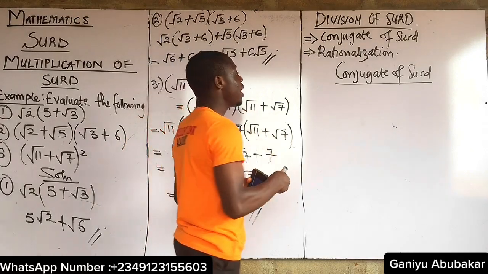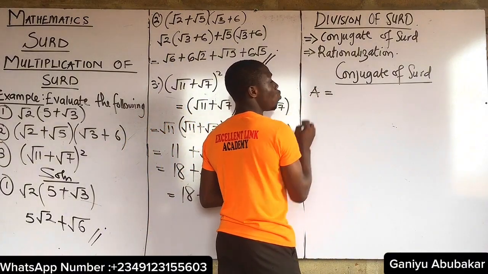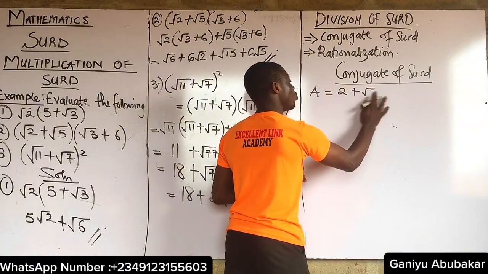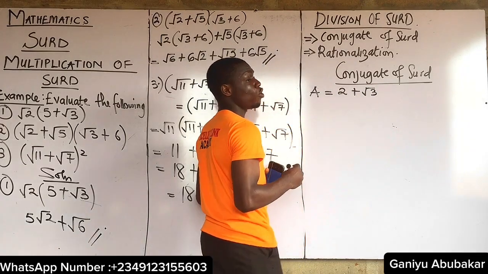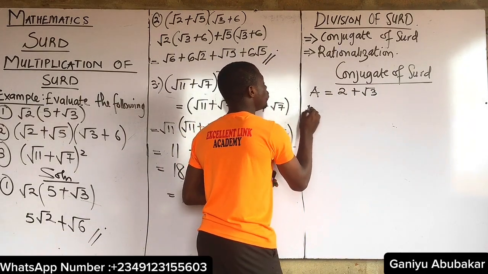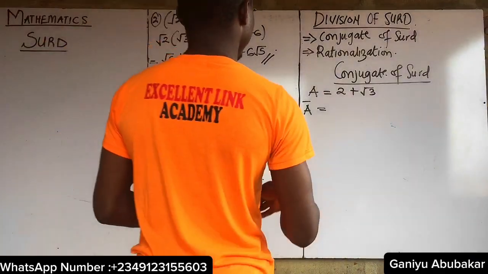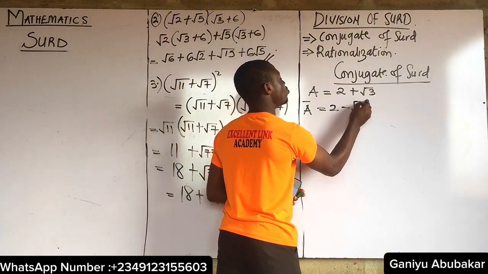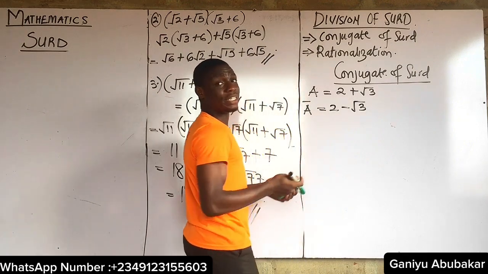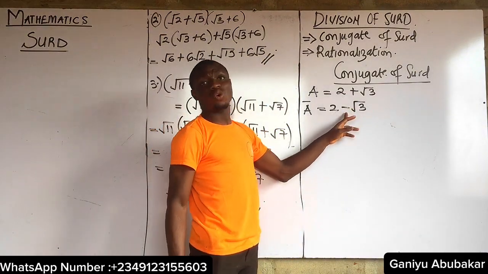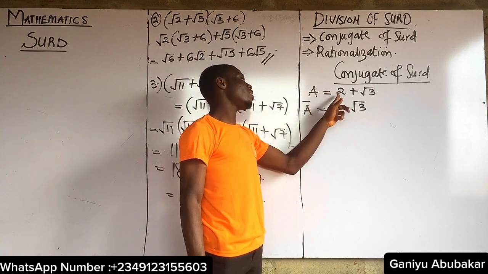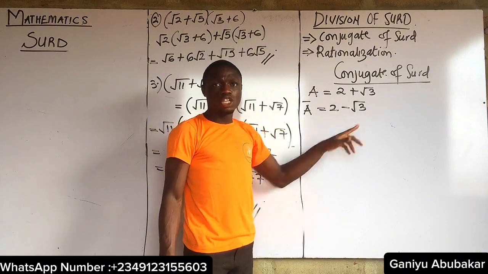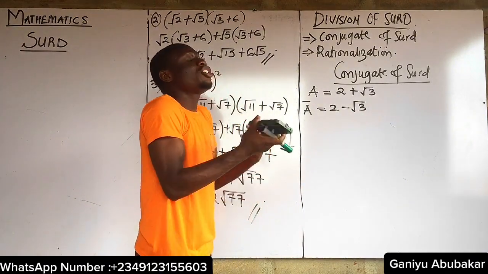The idea is simple. Let's say I'm given a surd A equal to 2 plus root 3. The conjugate of this surd becomes 2 minus root 3. When it comes to conjugate, the idea is just change the sign. That's all. I'm given that a surd is 2 plus root 3. What's the conjugate of that surd? It becomes 2 minus root 3.